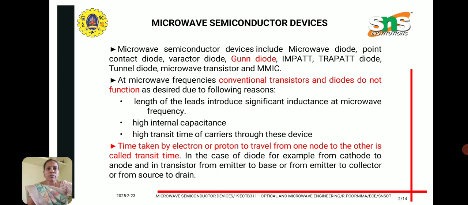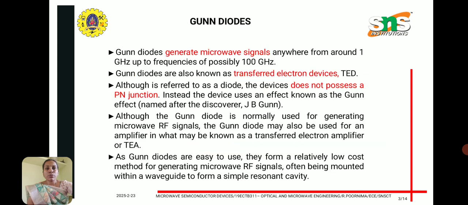Some microwave devices include point contact diode, varactor diode, Gunn diodes, impact trapatt diodes, etc. These diodes are useful at microwave frequencies where conventional diodes cannot function because of significant inductance, high capacitance and high transit time. These are the reasons conventional diodes cannot be used at microwave frequencies, so we use microwave semiconductor devices. One of these devices is the Gunn diode.